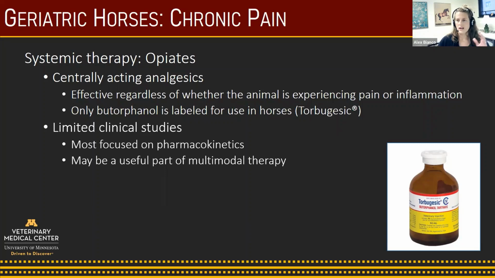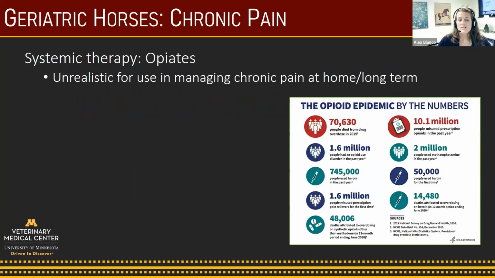But maybe there's some use as part of multimodal therapy, using it in combination with other things, when you have your gabapentin and your NSAID and your opiate all on top of each other to try to manage pain. However, it's unrealistic for use at home because of the issue with human abuse potential. Also, when we're talking about horses, we're talking about huge amounts of drug, and the pharmacists get a little bit wary when we're prescribing things like that, giving a lot of pills to be at home, with how big of an issue the opiate crisis is in human medicine.